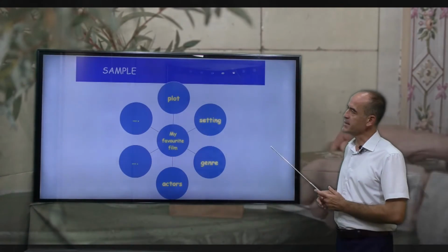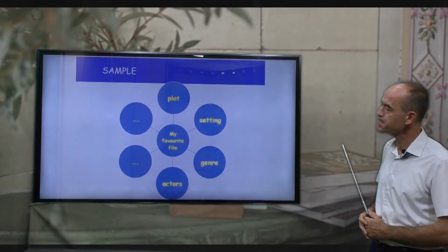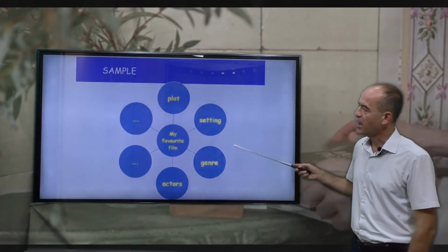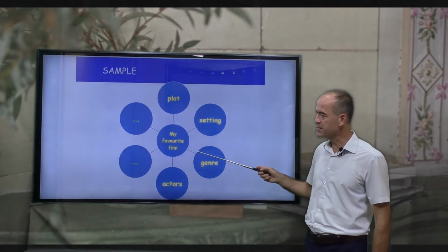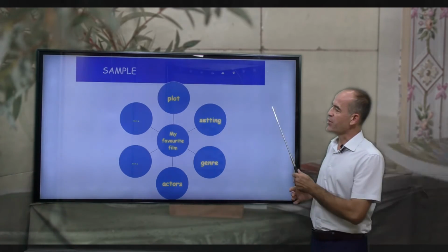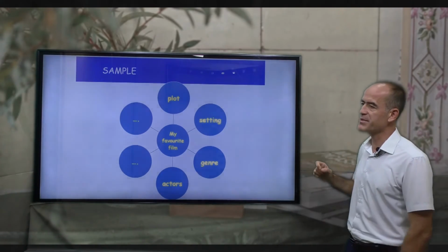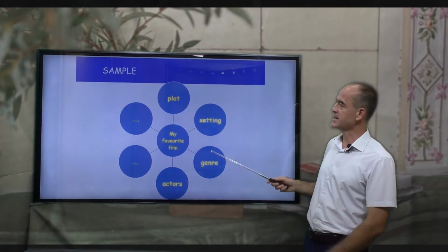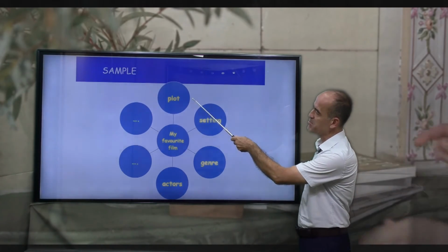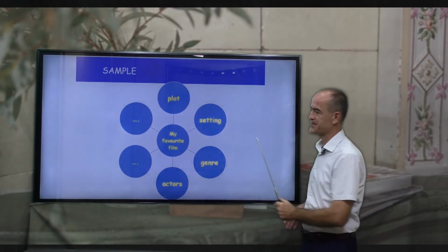And in the end, here is one of the process writing activities. So imagine that you give your students a topic, my favorite film, for writing. And in process writing, students do not start writing on this topic right away. Before writing, they think about subtopics like plot, setting, genre, actors, and so on.